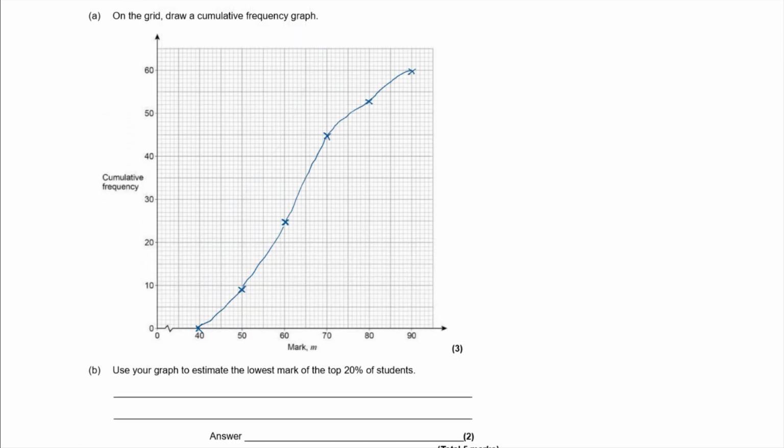Use your graph to estimate the lowest mark of the top 20 students. Okay, so who are the top 20 students? We've got 60 students. 20% of 60, that's going to be 0.2 times 60, isn't it? What's that? 12, isn't it? Just do it on your calculator if you need to. Remember, it's the top 20% though, so I don't want the bottom 12. I want the top 12. So if I start at 60 and I come down 12, that's going to take me down to 48, isn't it? So 48 to 60 is the top 12 students, which is the top 20%.